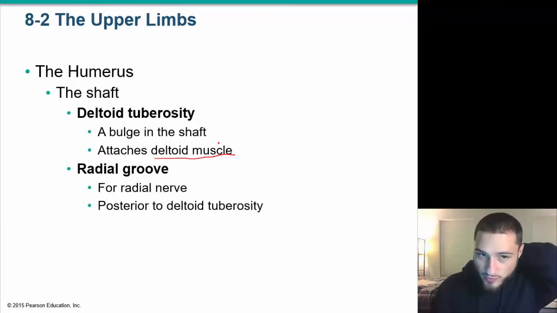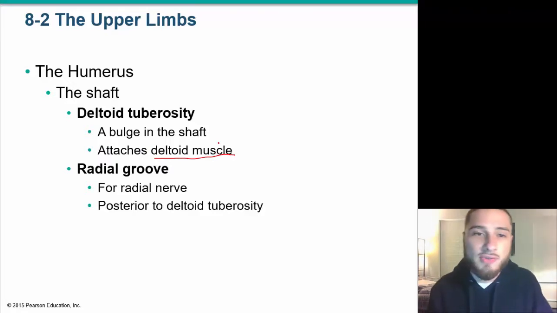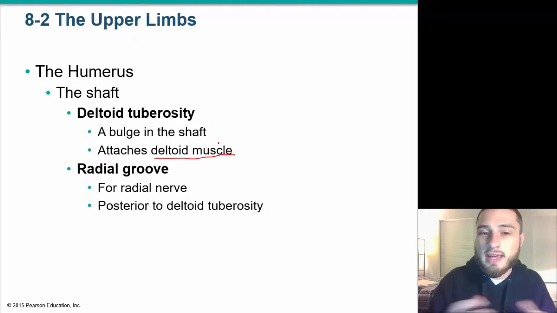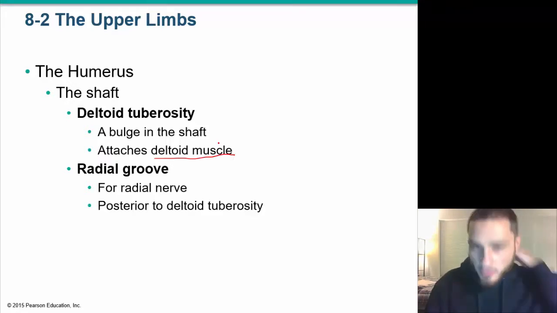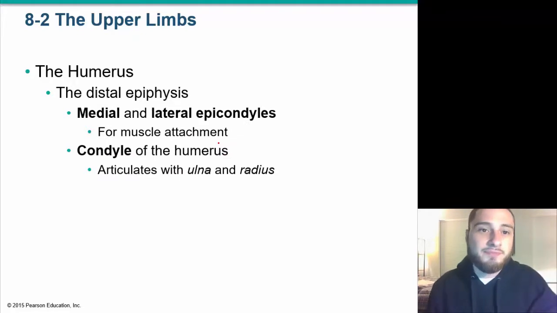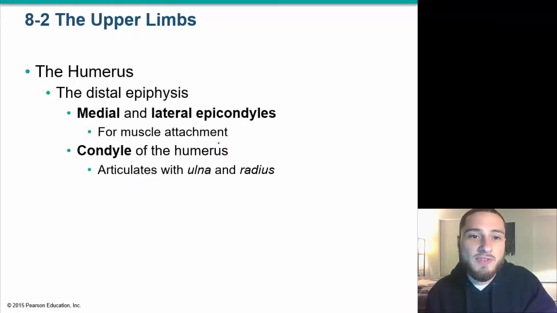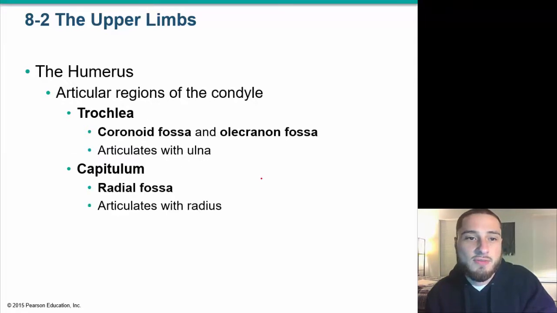So as we move into talking about muscles, you're going to realize that a lot of these names are named that for a reason. It's because whoever came up with naming the muscles also came up with naming the way that the muscles attach to the bone. You also have a radial groove for the radial nerve. The distal epiphysis is medial and lateral epicondyles. The condyle of the humerus is going to articulate with the ulna and the radius.